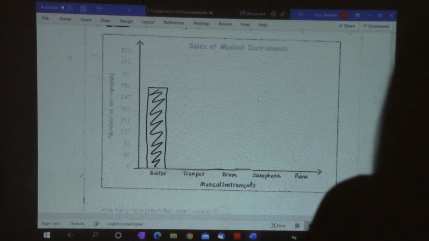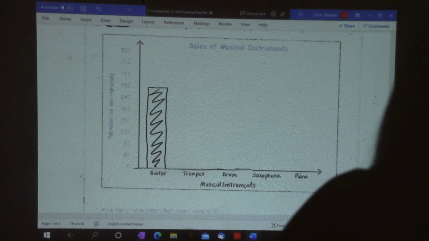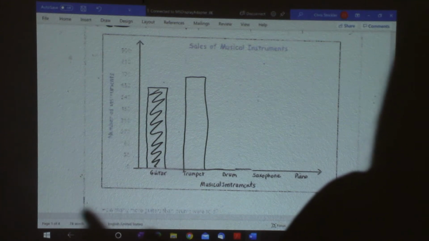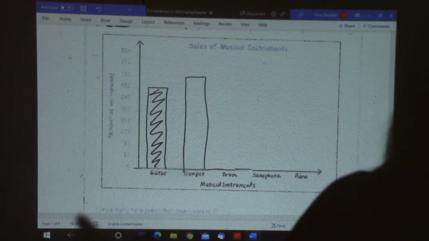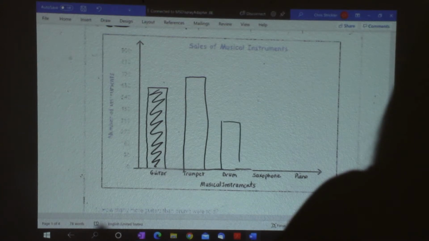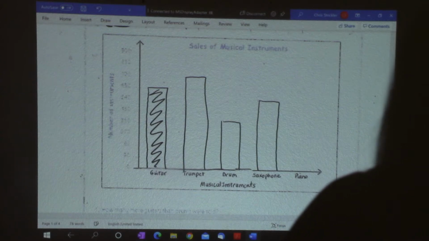Okay. For trumpet, it's 720. So under trumpet, we would put this. For drum, it's 405. And that's not exact. So that's about halfway between 360 and 450. Saxophone was 540. Okay. And piano is also 405.